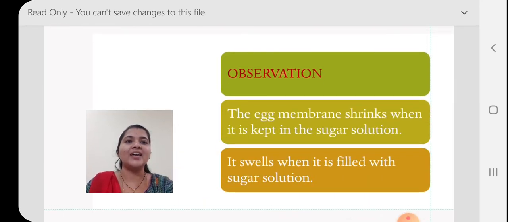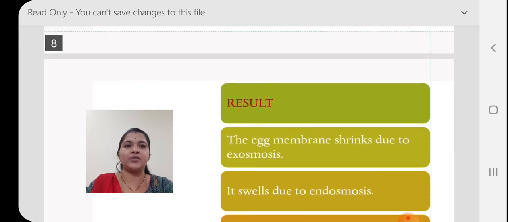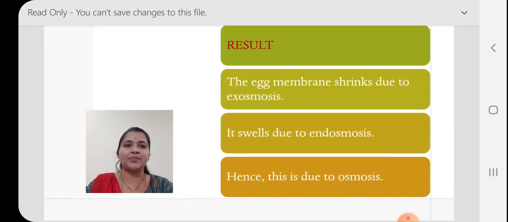Children, the egg membrane shrinks when it is kept in the sugar solution. It swells when it is filled with sugar solution. So these are the observations. The final result of the experiment is that the egg membrane shrinks due to exosmosis, which removes the water from the cell. That is exosmosis. It swells due to endosmosis. Hence, this is due to the osmosis principle, children.